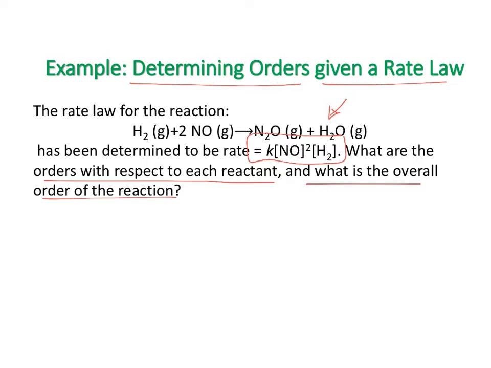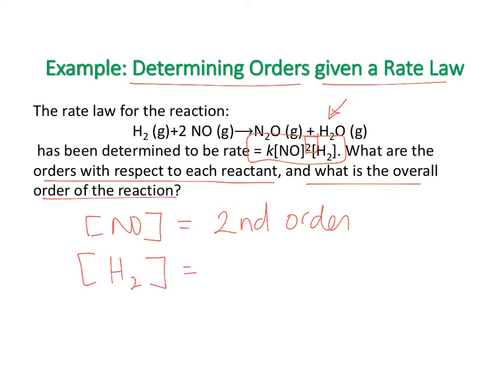So the order with respect to NO is 2, based off of that superscript, based off of that power, so second order. And then for H2, it doesn't have anything written right there, so obviously that means 1, so first order. And then overall, you add these two. So the overall order of the reaction is third.